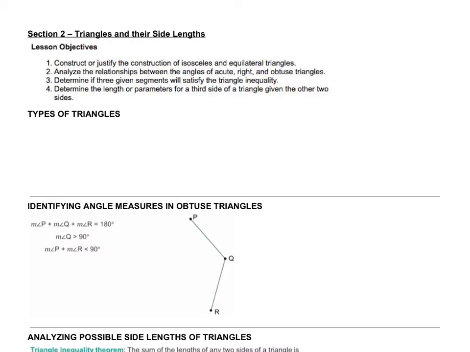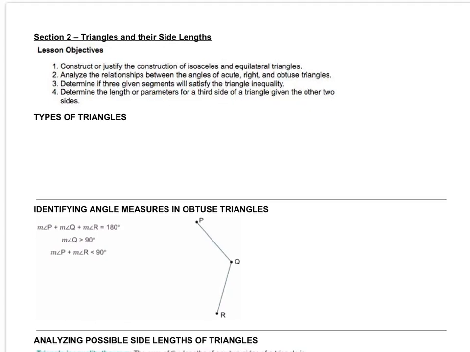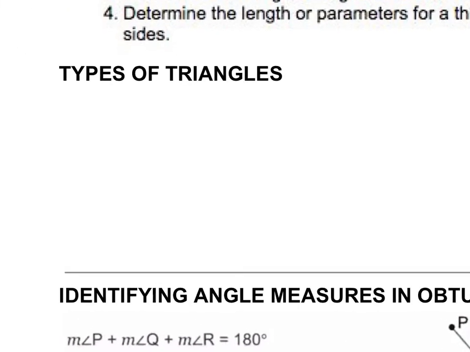This is a wonderful section about triangles and their side lengths. What we want to do is analyze the relationships between the angles of acute, right, and obtuse triangles, and determine if three given segments will satisfy the triangle inequality. We also want to determine the length or parameters of the third side of a triangle given the other two sides. So let's talk quickly about the types of triangles before we do anything.